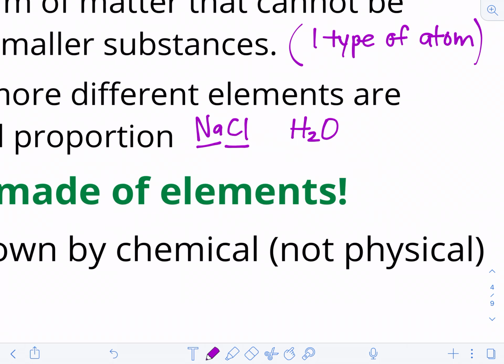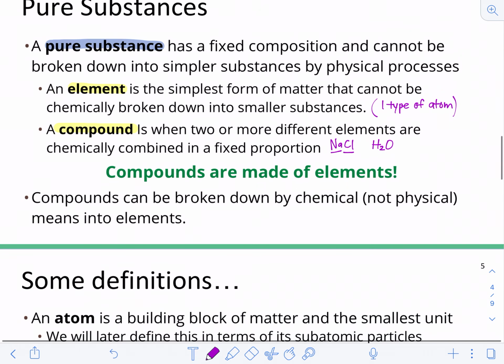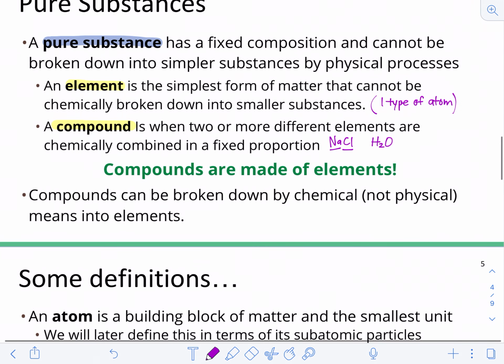Same thing with water. I can't separate the hydrogen and the oxygen from each other just by boiling or freezing or melting or doing anything like that, because again, those are all physical processes. I can separate them by using maybe a chemical reaction or applying an electric current, something that is a chemical means, not a physical means.